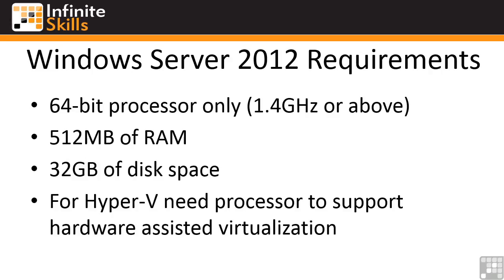While the minimum amount of RAM is 512 megabytes, this will only be okay for basically lab-type servers or very low workload. Most servers running Windows Server 2012 typically have a few gigabytes or potentially much more of memory. 32 gigabytes of disk space is also the minimum for the operating system, the page file. However, if you have a server with a lot of memory, you may require more disk space depending on the page file allocations. And finally, for Hyper-V, you need to make sure your processor supports hardware-assisted virtualization. This concludes the lesson on Windows Server 2012 versions and its core requirements.